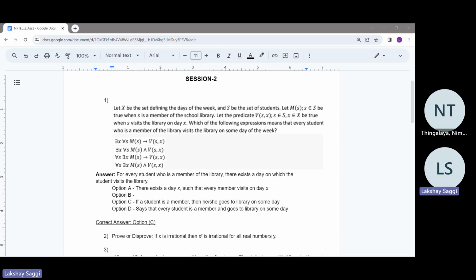So here option B is saying that there exists an X such that for all S, M of S and V of S comma X. The quantifiers inside are similar to option D here. And option D was saying that every student is a member and goes to the library on some day. But now what this is saying is that here again the day is quantified. The there exists a day quantifier is outside. So we are fixing the day first. So it's saying that there exists a day, let's just say Wednesday, such that for all the students, a student is a member as well as the student goes on that day X.